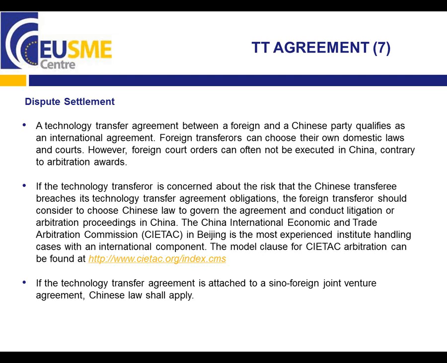Arbitration is a different issue. That's why you find many model clauses in this kind of agreements, because arbitration awards can be enforced in the countries that have signed a special treaty. It's called the New York Treaty. China signed that, and most European countries also signed that. So arbitration is the way to go.